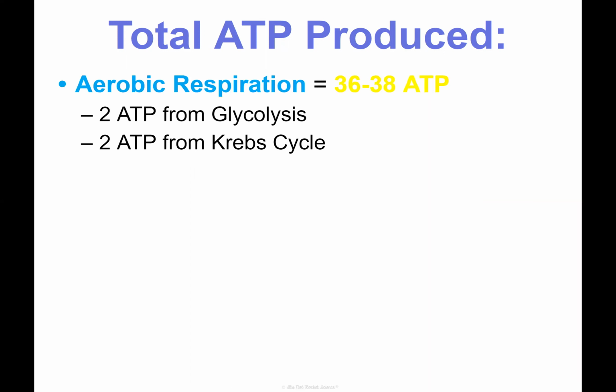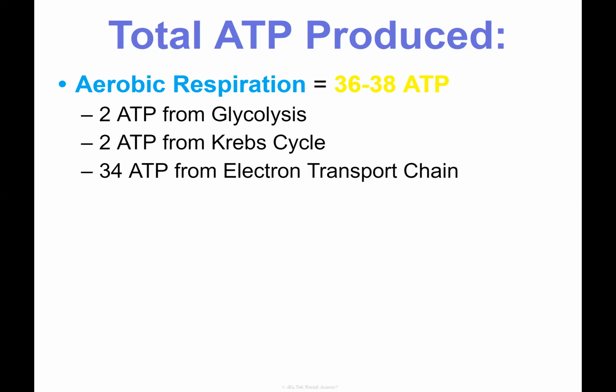So let's look at our total ATP, because remember, we don't care about the other energy. We wanted to focus in on the ATP. So if oxygen's available and you go through your aerobic respiration, you're going to make a total of 36 to 38 ATP. Now, these aren't always perfect numbers, okay? But on average, this is what your body is producing. So you're going to get 2 ATP from glycolysis, 2 ATP from the Krebs cycle, and then 34 from the electron transport chain. So if you add that up, you can get a total of 38 from aerobic respiration alone.